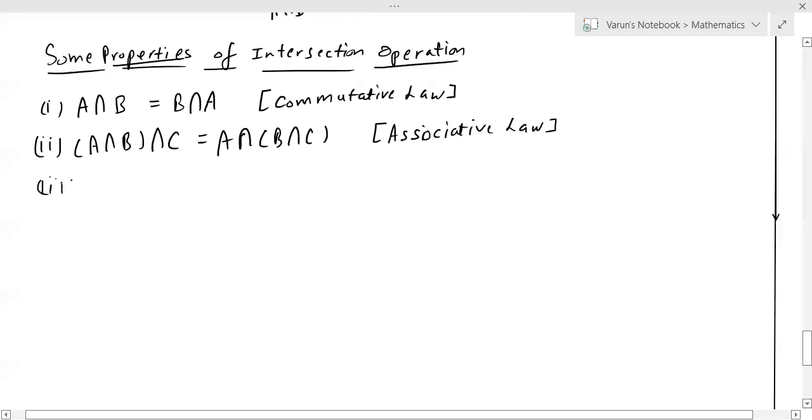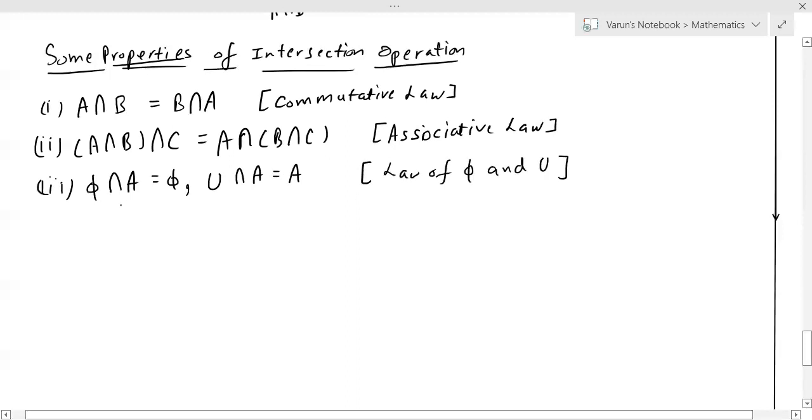Then phi intersection A is equal to phi, whereas universal set intersection A is equal to A. These are the law of null set phi and the universal set, two different laws combined together. And then A intersection A is A. It is again known as the idempotent law.